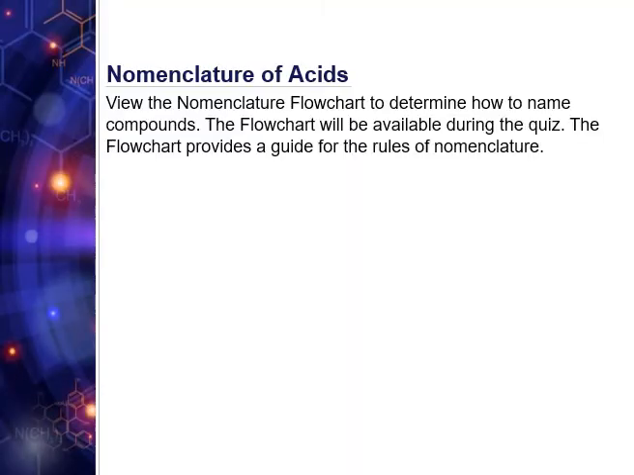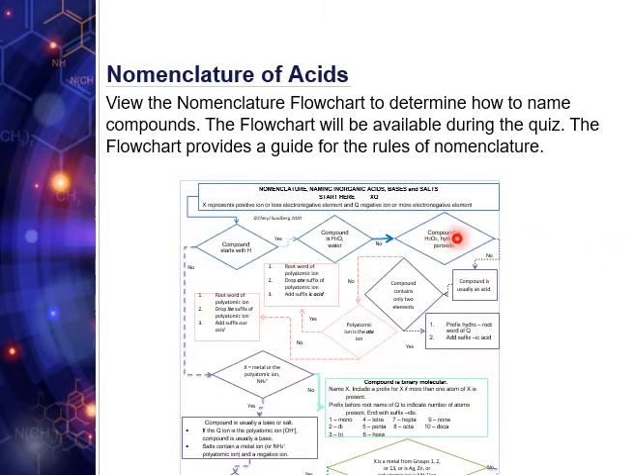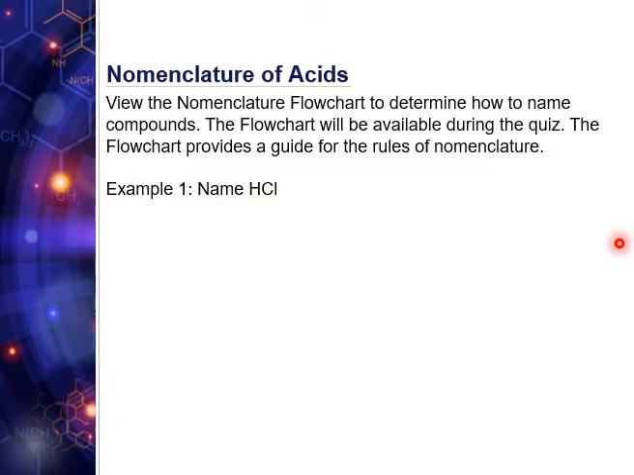Nomenclature of acids. View the nomenclature flowchart to determine how to name compounds. This is the flowchart. The flowchart will be available during the quiz. The flowchart provides a guide for the rules of nomenclature. The term nomenclature means naming.